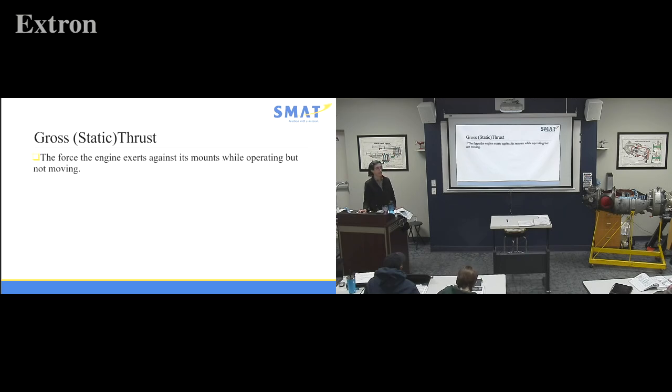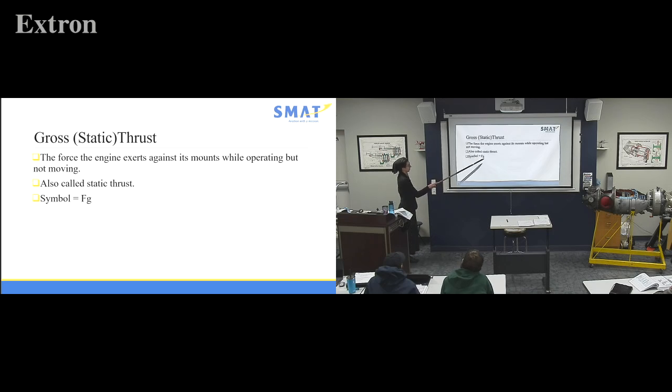Gross or static thrust is the force the engine exerts against its mount while operating but not moving. So this is either on the stationary aircraft or testing. Static means the not moving part. It's also called static thrust, and the symbol is F_G, gross thrust or force. You'll see in these formulas we're going to go through, FG is our gross or static thrust.